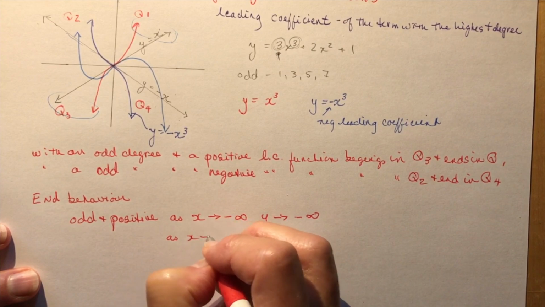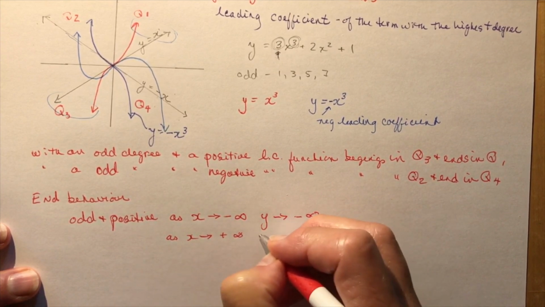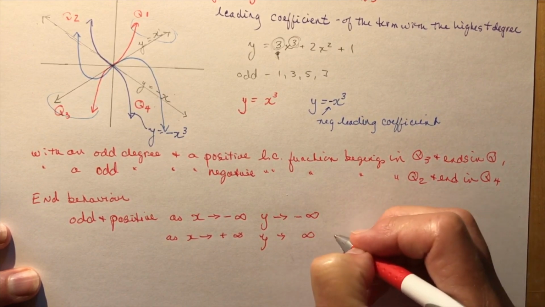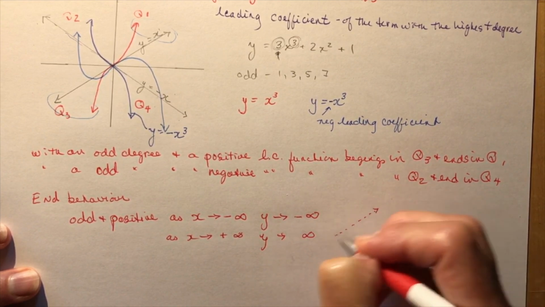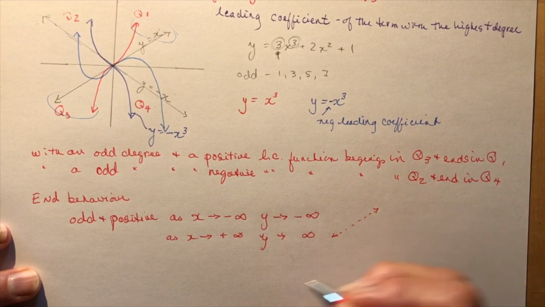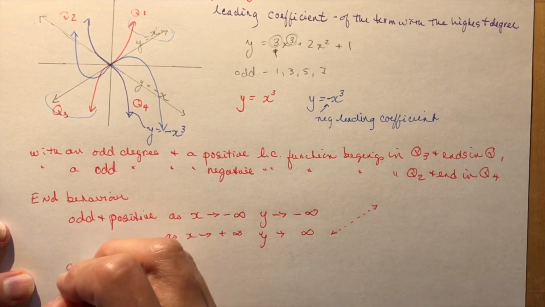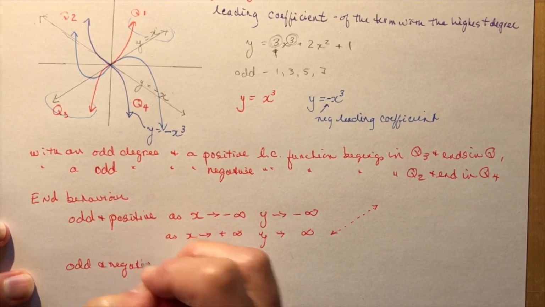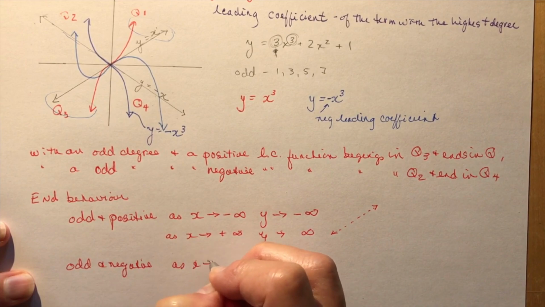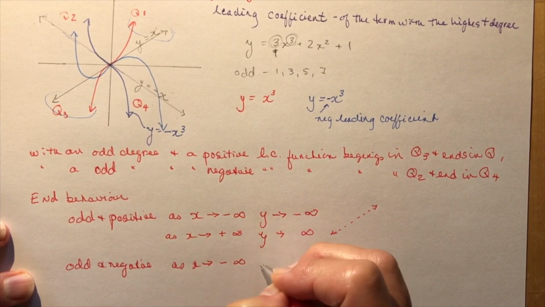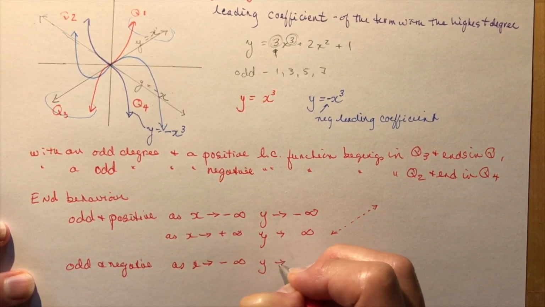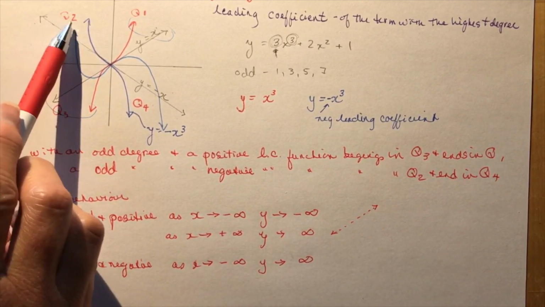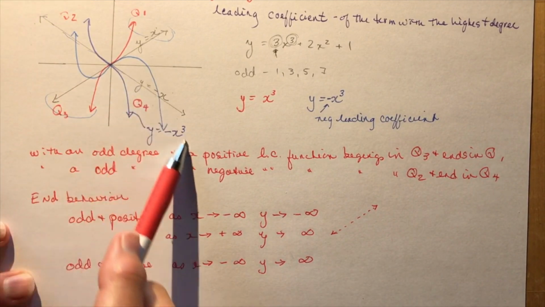As x approaches positive infinity, y approaches positive infinity, because it's a positive slope line, right? So negative infinity, positive infinity. So odd and negative is going to be the other way, right? So as x approaches negative infinity, y approaches positive infinity. So here we're starting in Q2, so it's coming from way up here, it's going that way.